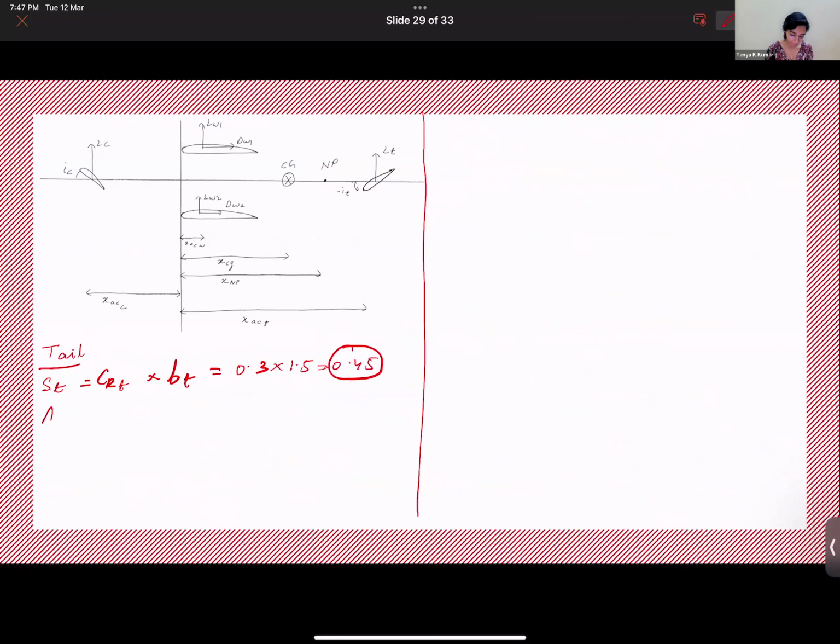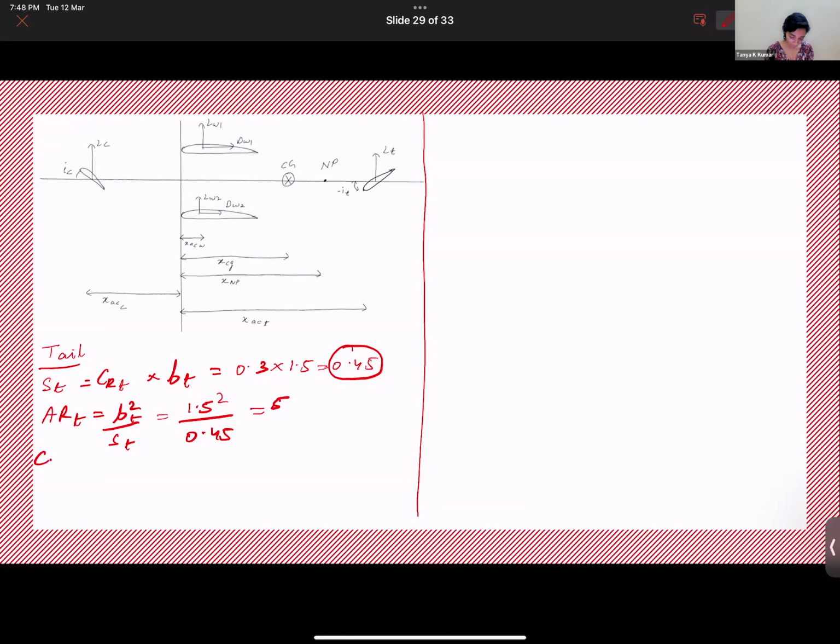Before that, what do we need? We need the aspect ratio. The aspect ratio of the tail is B square upon S. The span is 1.5 square, the area is 0.45. So what is this value? It's 5, right? The aspect ratio is 5.